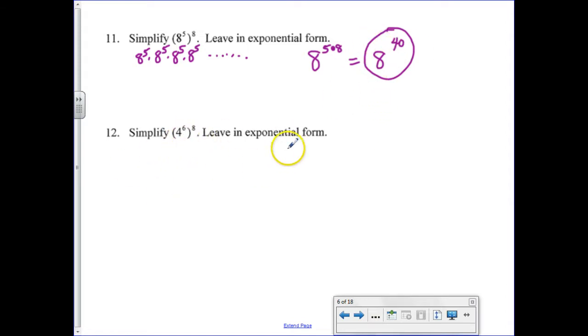Number 12, a similar problem. 4 to the 6th power to the 8th power. My property of powers of a power says multiply the exponents. So you get 4 to the 48th power. Again, that would be another very, very large number.